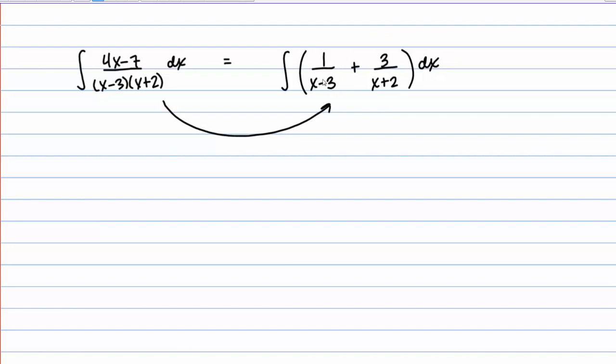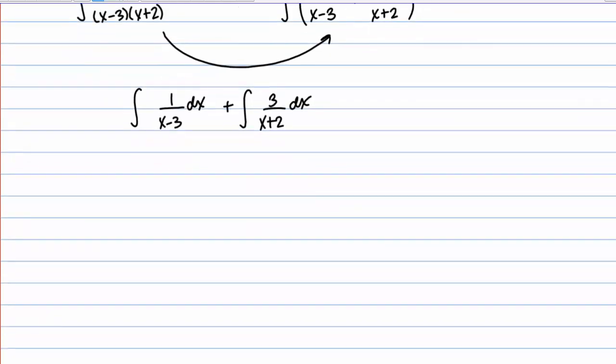So now I have the integral of 1 over x minus 3 plus 3 over x plus 2, and now I need to integrate this expression to finish the problem. Luckily these are pretty simple expressions, and that's why partial fraction decomposition is so helpful. It can take something more challenging and give us the sum of more simple expressions that we can actually integrate. In this case, these are both just natural log forms. So if it's helpful, you can think about separating this integral into two separate integrals.